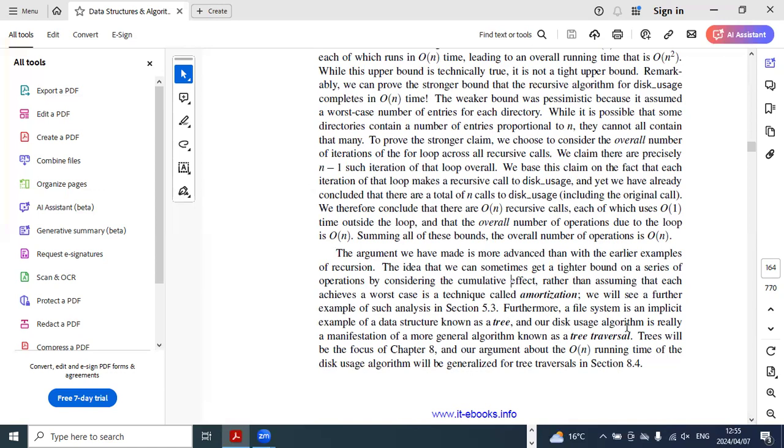Further, the file system is an implicit example of a structure called a tree. Our disk usage algorithm is actually a manifestation of the more general algorithm known as tree traversal. Trees will be the focus of chapter 8.